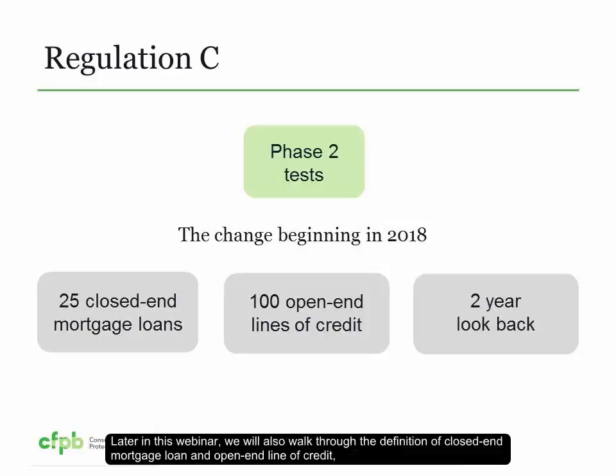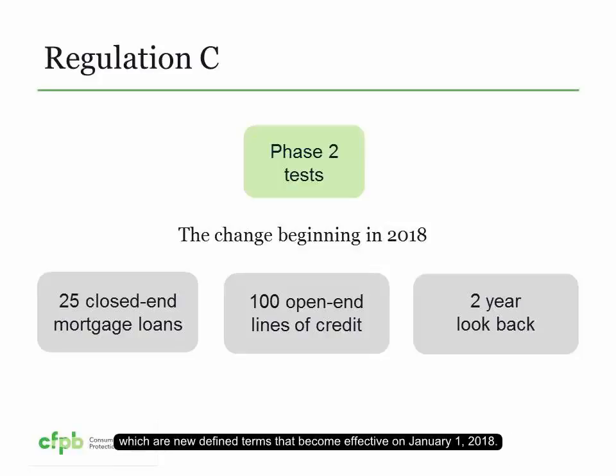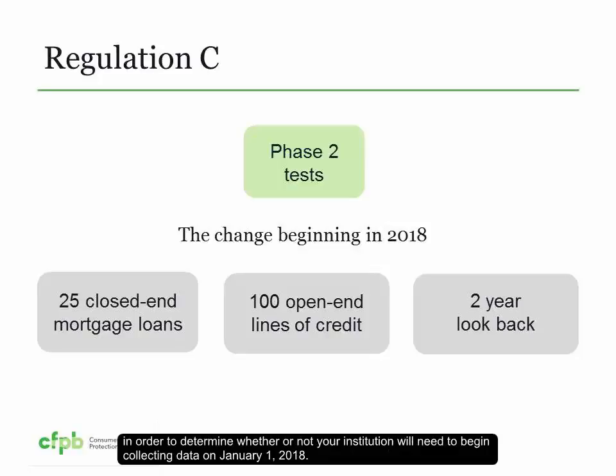Later in this webinar, we will also walk through the definition of closed-end mortgage loan and open-end line of credit, which are new defined terms that become effective on January 1, 2018. It is important to understand these definitions in order to determine whether or not your institution will need to begin collecting data on January 1, 2018.